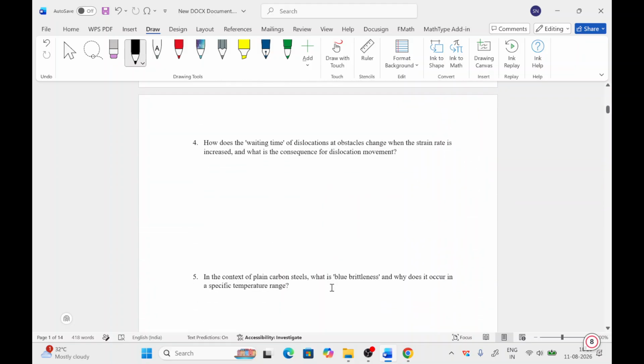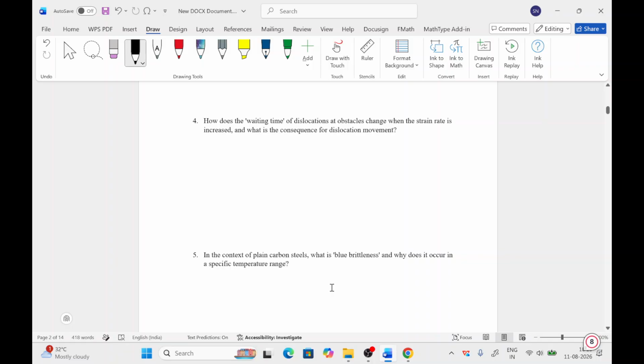The next question is: how does the waiting time of dislocations at obstacles change when the strain rate is increased, and what are the consequences for dislocation movement? As the strain rate is increased, the deformation rate is increasing.